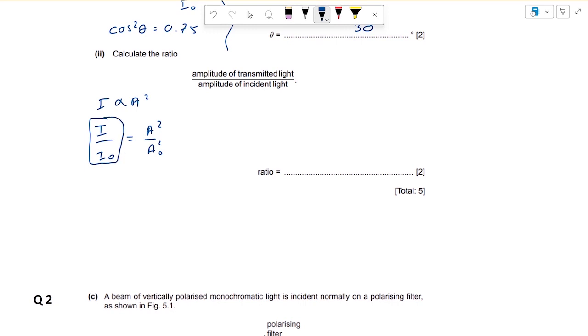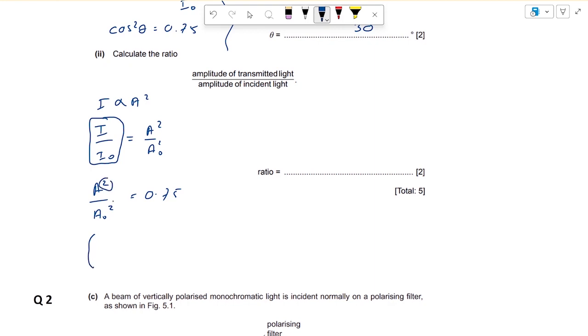Okay, that's kind of better, I guess. So we know the value for this ratio, which is 0.75. So let's just write this here. A over a naught squared is equal to 0.75.